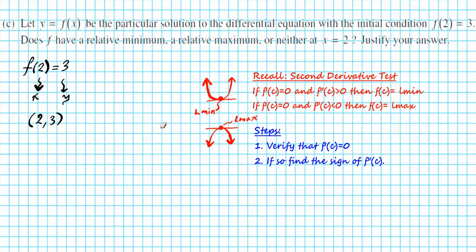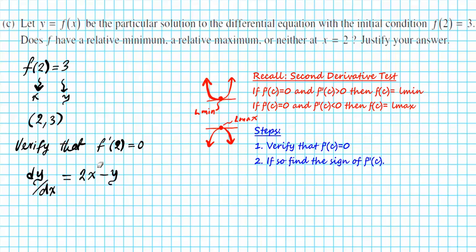So first thing to do is we want to ensure that we have a critical point here. If it checks the test for the critical point, then we'll proceed to determine the sign of f double prime, which will tell us if it's a max or a min. All right. So let's do the test, verify that f prime of 2 is equal to 0. Okay, so what we're going to do is we're going to call up the differential equation. This is f prime, dy/dx. We know that dy/dx is 2x minus y.